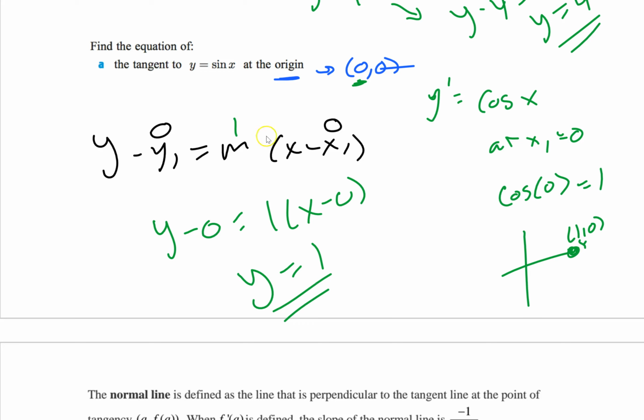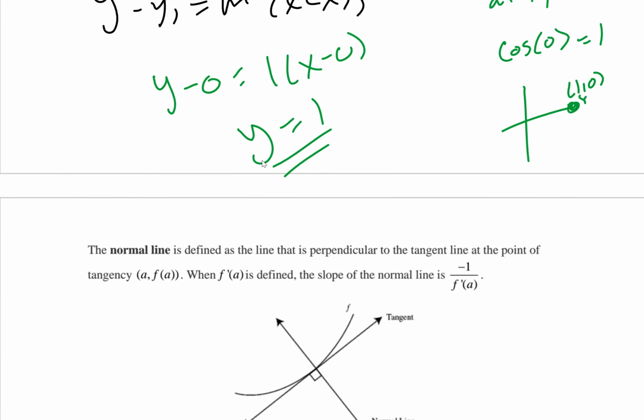The only thing that's kind of funky is the slope. So we're doing the slope of a tangent line, which means that is literally the derivative. So take a derivative and plug your x1 in. There you go. So let's move on to the next type of line.